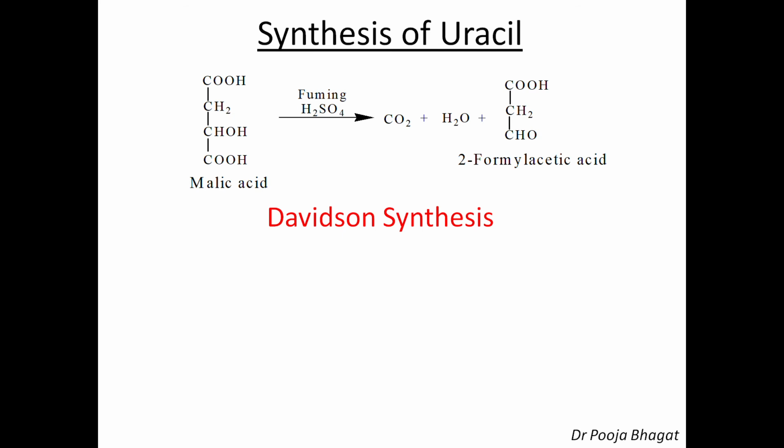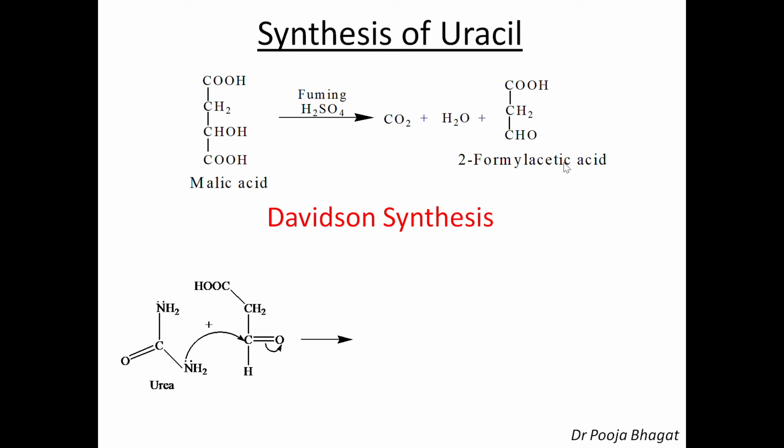Now another way to synthesize uracil. So here we have taken malic acid. This is malic acid. When we heat the malic acid with fuming sulfuric acid, we get carbon dioxide, water, and this is formyl acetic acid. You can see this is acetic acid. In acetic acid, at the second position, the hydrogen is replaced by a formyl group. So the name is 2-formyl acetic acid.